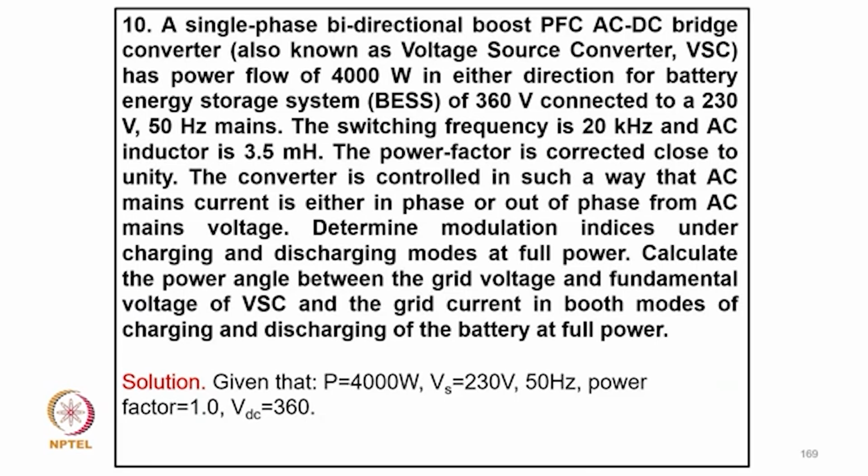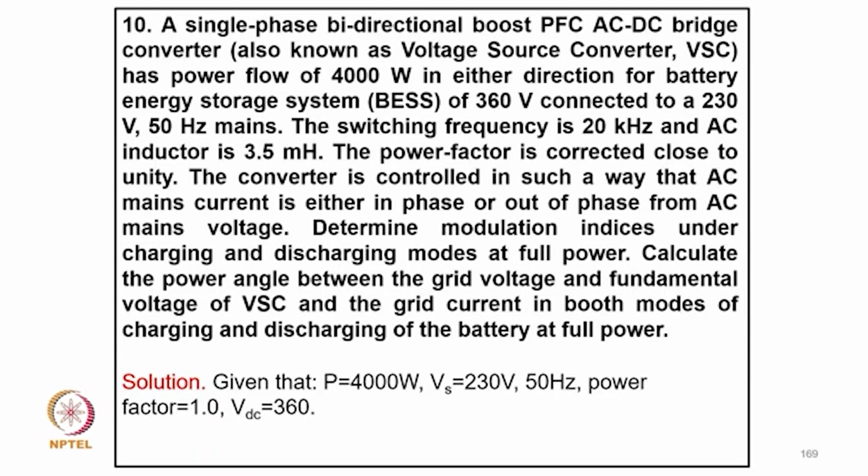Coming to numerical problem 10: a single phase bidirectional boost PFC AC/DC converter, known as a voltage source converter, has a power flow of 4000 watt in either direction with a 360 volt battery energy storage system connected to 230 volt 50 Hz, switching frequency 20 kHz, and AC inductor 3.5 millihenry. The power factor is corrected close to unity. The converter is controlled in such a way that the AC mains current is either in phase or out of phase with the AC mains voltage. Determine the modulation index under charging and discharging modes at full power. Calculate the power angle between the grid voltage and the fundamental voltage of the voltage source converter, and the grid current in both modes of charging and discharging.